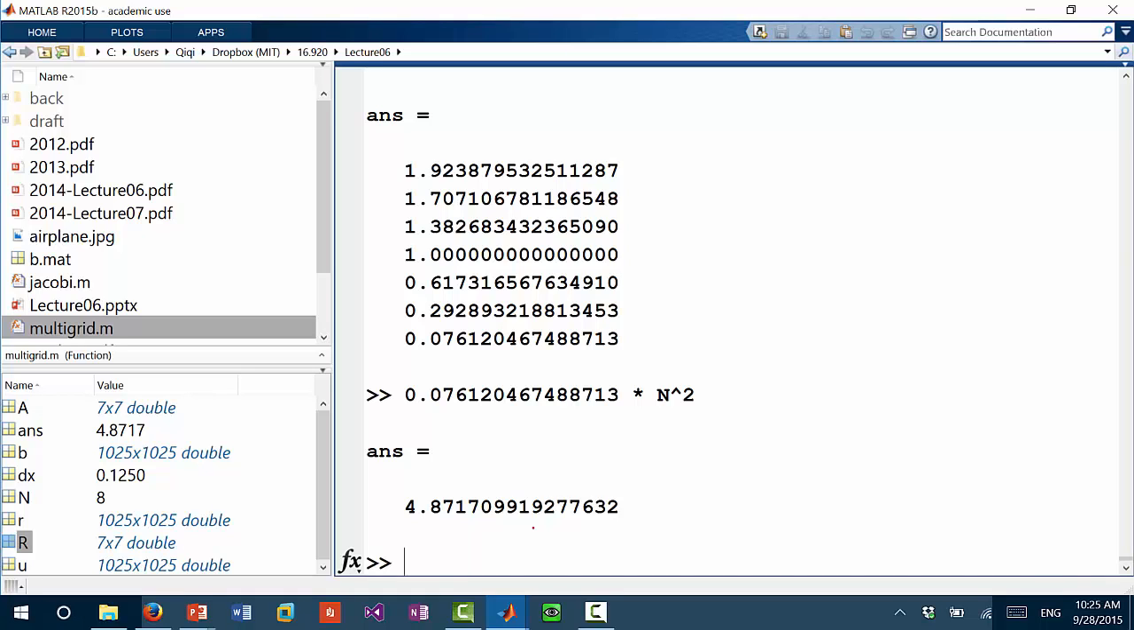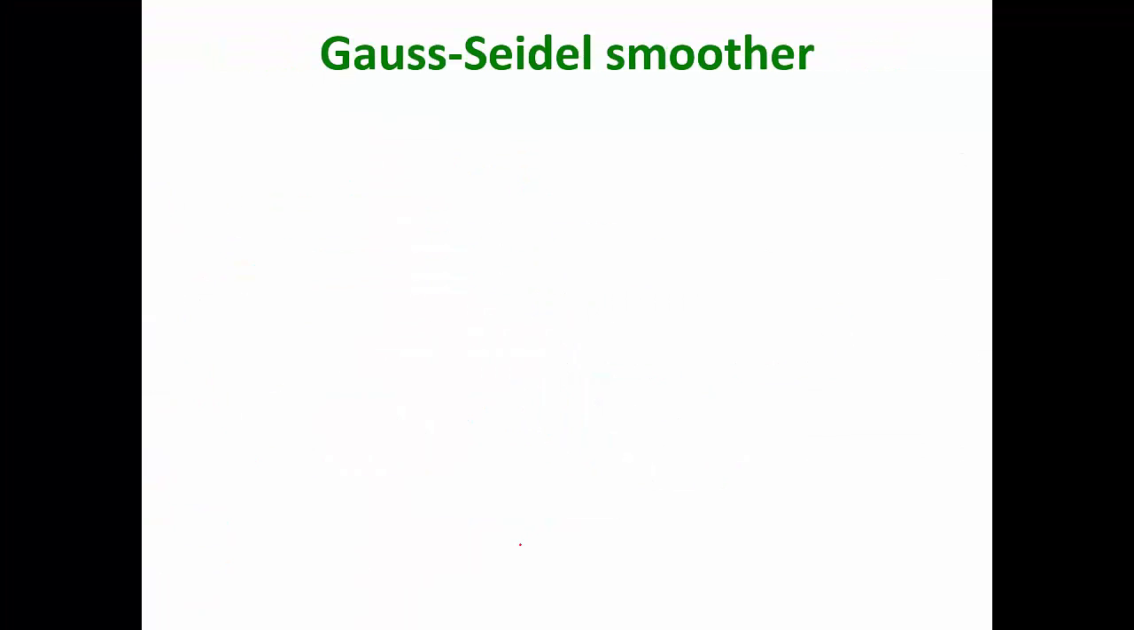Any other questions? No? Okay, so let's discuss another type of method called Gauss Seidel.